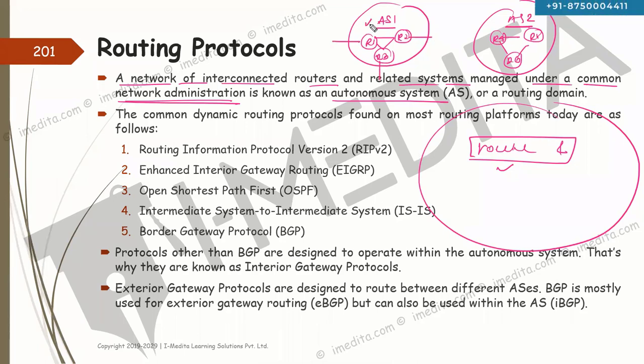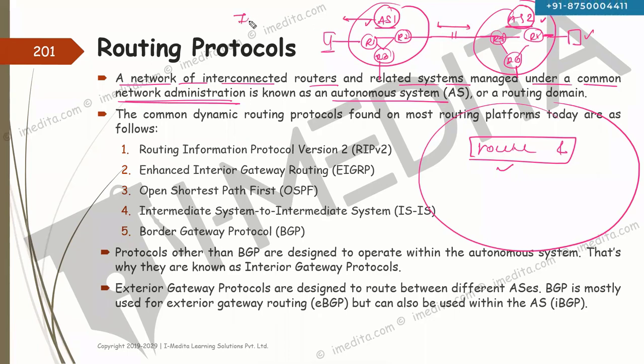So we need to perform routing here. We need to route the packets from one network to another network. And we might also want to perform routing in between the autonomous system if we want to route the packet from here to, let's say, for example, here. So routing is done within the autonomous system, and the routing is done in between the autonomous system.